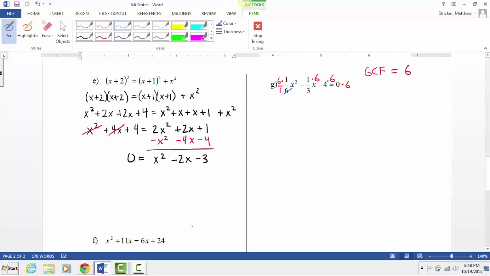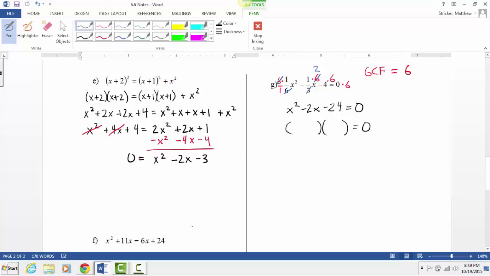In the first term the 6 is completely canceled, and so we're left with 1 times x squared, which is just x squared. In the second one, the 3 goes into the 6 2 times, and so we're left with 2 times x, or 2x, and it's a negative, and then 4 times 6 is 24, so this is minus 24 equals 0 times 6 is 0. And from there you factor.